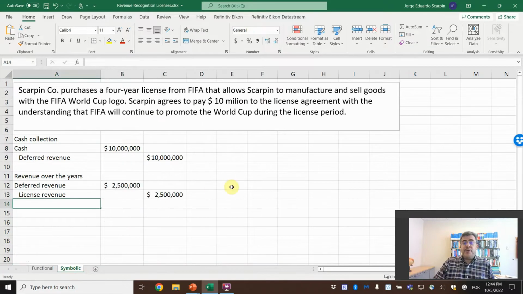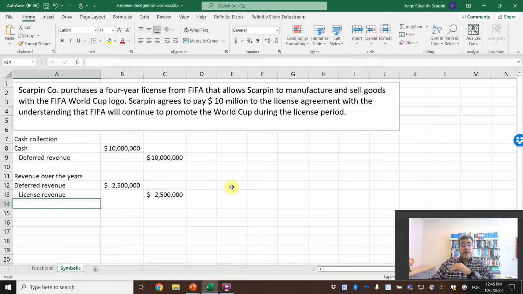For instance, let's go back to our Excel file. So here, Scarping Corporation purchased a 4-year license from FIFA that allows Scarping to manufacture and sell goods with the FIFA World Cup logo. And by the way, we are recording this video in 2022, and there is a World Cup in 2022. Football World Cup, or if you are in the US, I know that you call it soccer. If you are in Italy, I know that you call it calcio. But everywhere we call it football. And Scarping agrees to pay $10 million for the license agreement with the understanding that FIFA will continue to promote the World Cup during the license period.